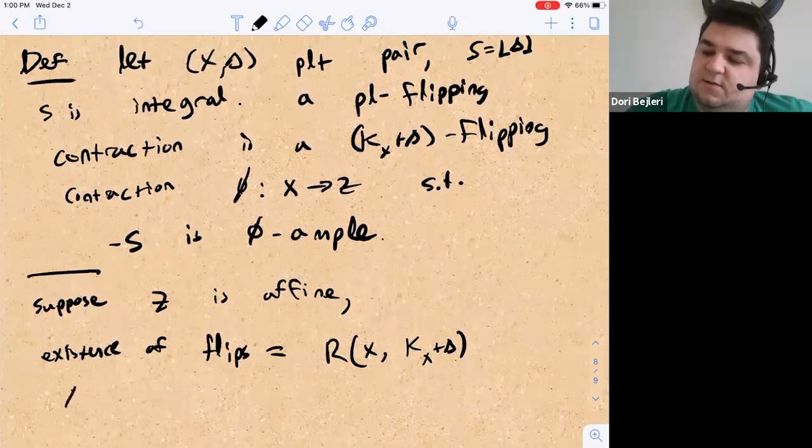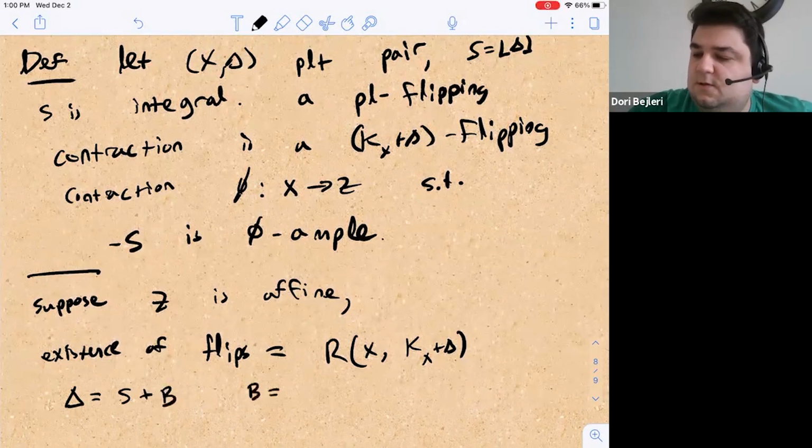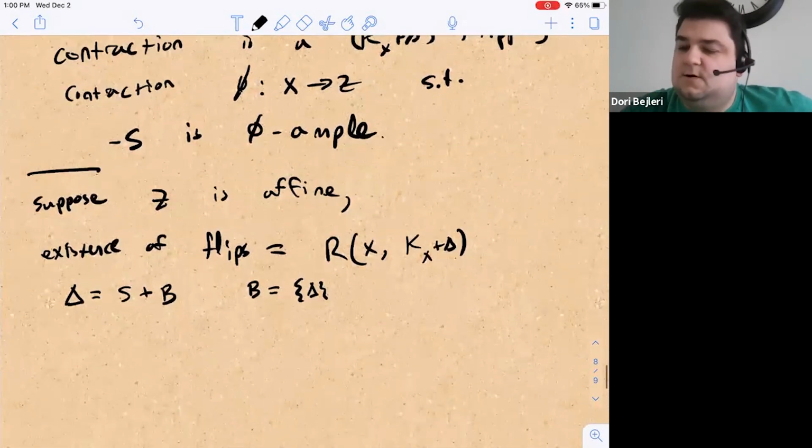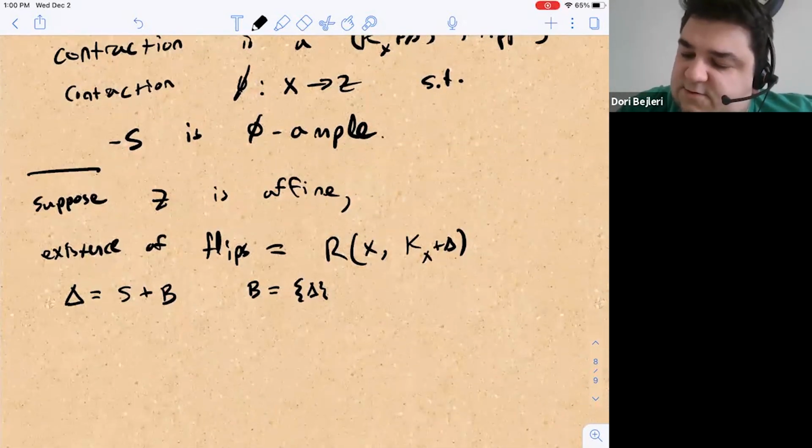And so now we write delta as S plus B, where B is the fractional part of delta. And we look at our exact sequence of sections.